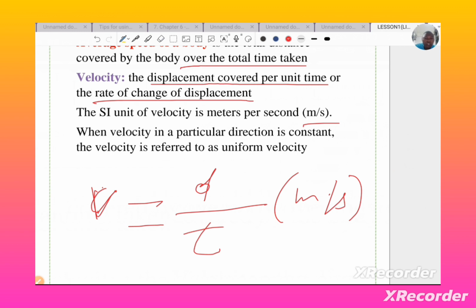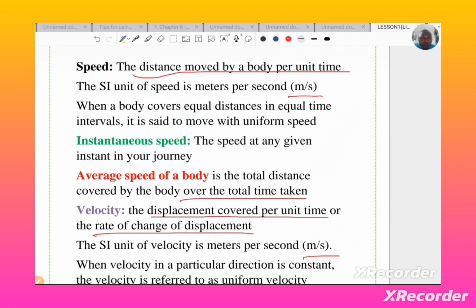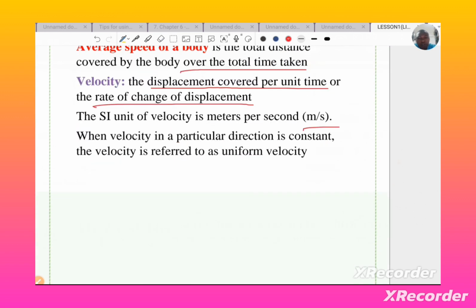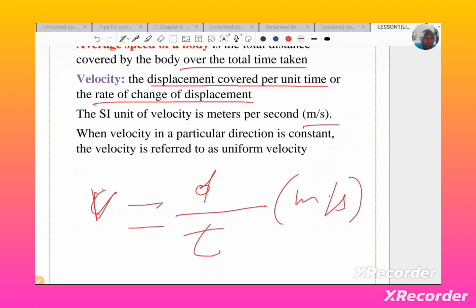Okay, now we have understood the difference between speed and velocity. Speed is a scalar quantity, while velocity is a vector quantity. Speed is the distance moved by a body per unit time, while velocity is the displacement covered per unit time. This one is asked many times, to differentiate between speed and velocity. They also ask many times to differentiate between distance and displacement. I hope that now you are able to differentiate them.